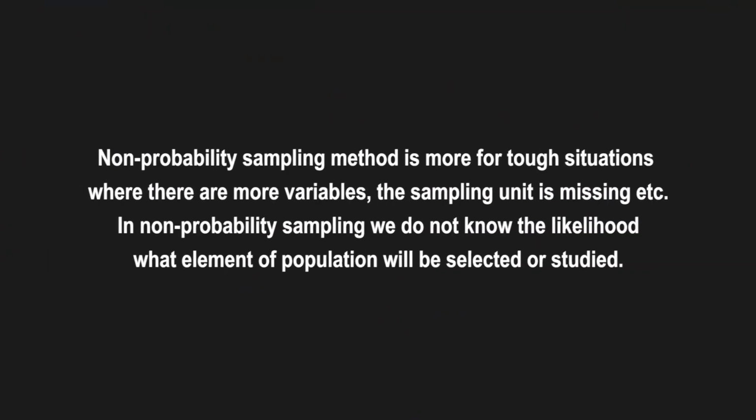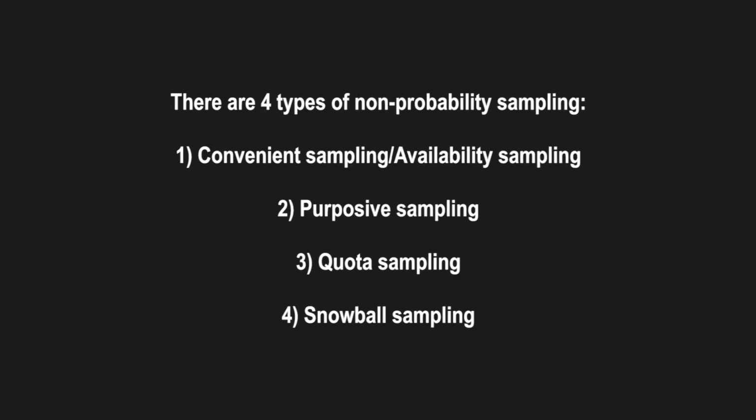So the non-probability method is more for tougher situations where there are more variables, the sampling unit is missing, something of that sort. There are 5 types of non-probability sampling: convenience sampling, which we also call availability sampling, purposive sampling, quota sampling, and snowball sampling. Now, this is where I would like to end today.